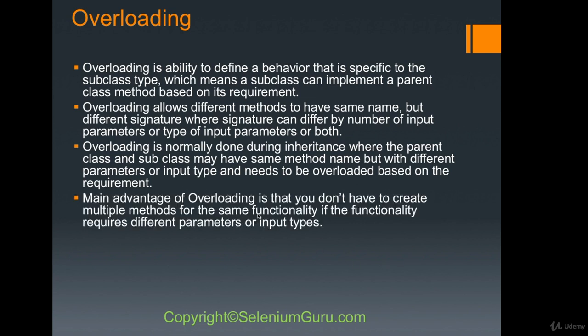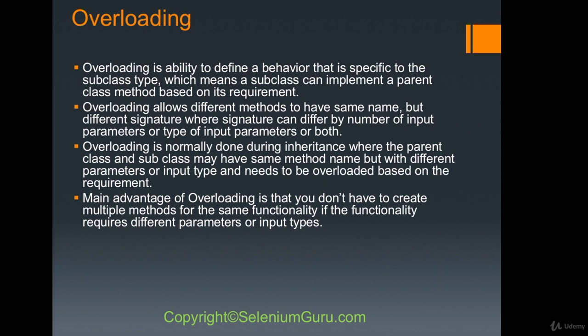The main advantage of overloading is that you don't have to create multiple methods for the same functionality if the functionality requires different parameters or input types. What that basically means is, let's say you have an add method. You can add two integers, you can add two double values, you can add two floating values, and so on. If you start creating methods for each different data type, you're going to have like 100 methods, and that's very confusing for other people.